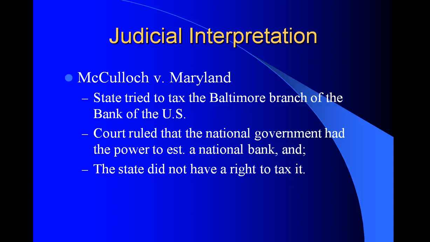This was appealed all the way to the U.S. Supreme Court, and the ruling was as follows. Chief Justice Marshall at the time ruled that, number one, the federal government does have the power to establish a national bank under the Necessary and Proper Clause.